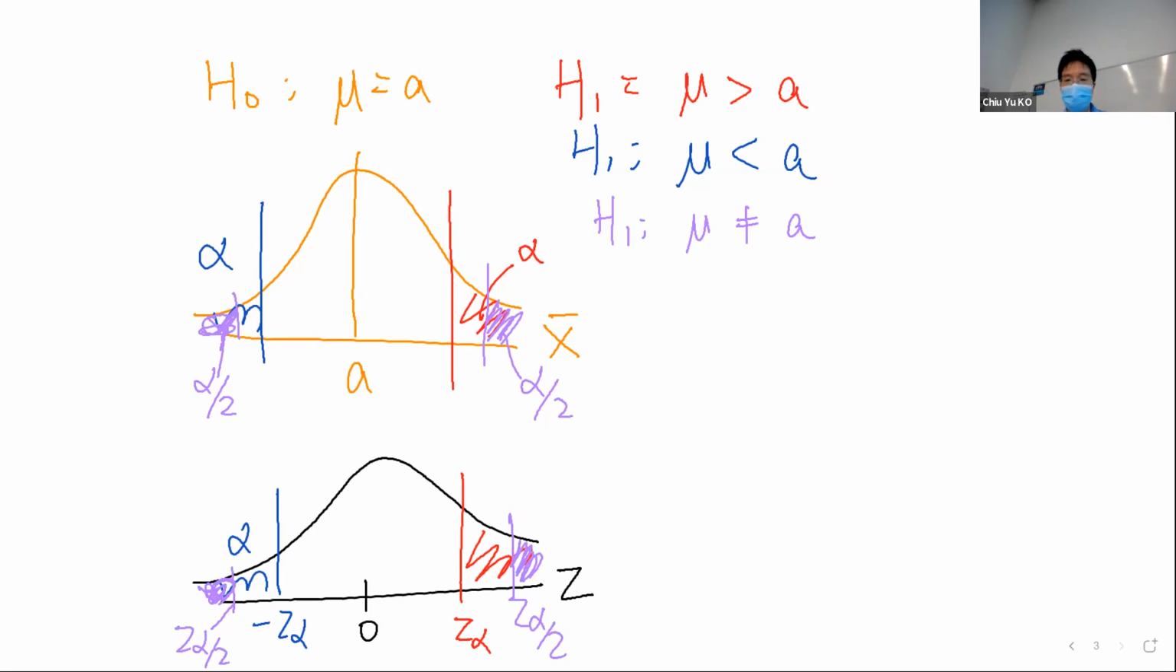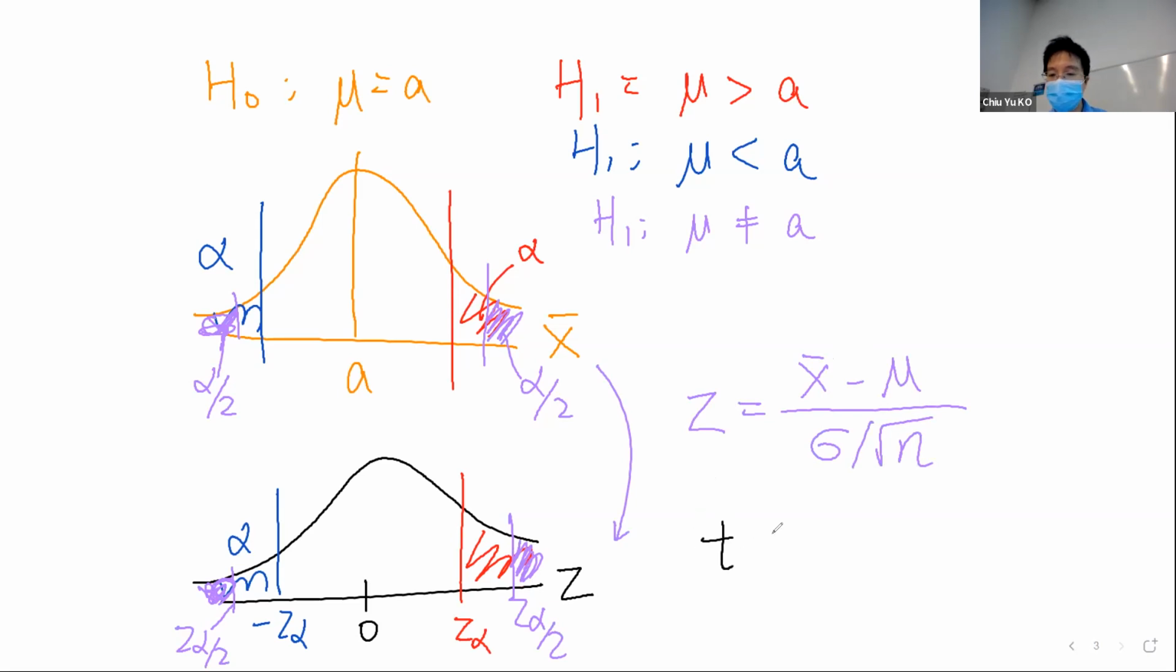And how do you transform this? Z comes from X bar minus mu over sigma over root n. You can easily imagine that next class we'll talk about T, which will be just the same thing. Everything is the same, instead of a Z bell, use a T bell, and that's it. We will cover that next class. So far, this is what we're going to do. I will see you next week, and remember to submit your assignment. Have a nice day.